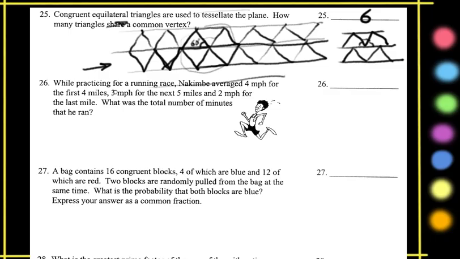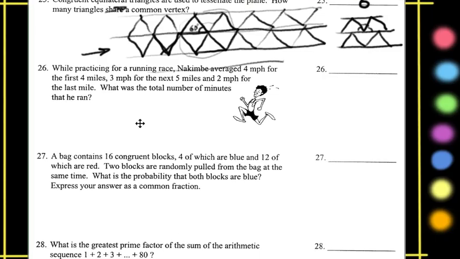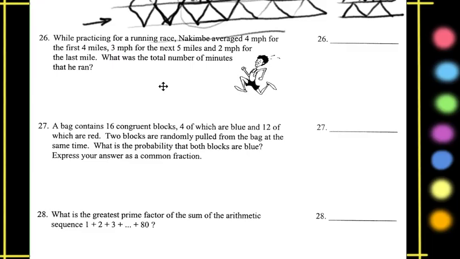Okay, 26. While practicing for a running race, Nakimbe averaged 4 miles per hour for the first 4 miles, 3 miles per hour for the next 5 miles, and 2 miles per hour for the last mile. Okay, so lots of numbers there. The question is, what was the total number of minutes that he ran?